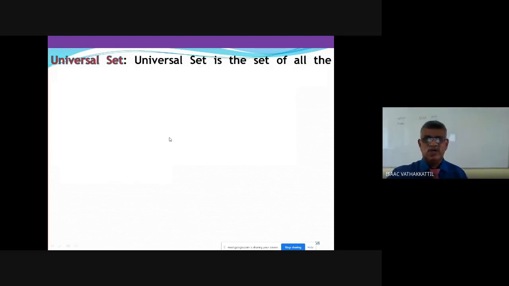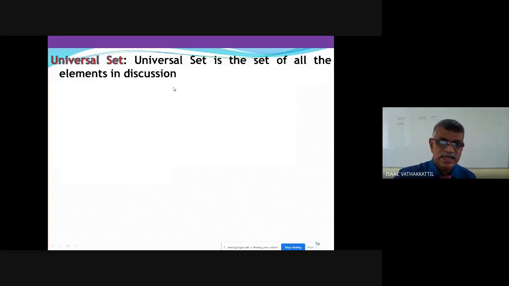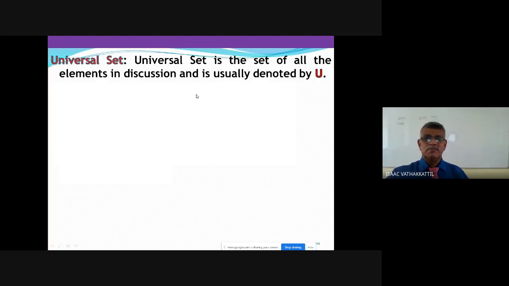Now let us talk about the universal set. Universal set actually means a set which contains all the elements. But what do we mean by all the elements? All the elements which we discuss, which are in consideration, that's the only way we can say. Universal set is a set of all the elements in discussion. Precisely, the universal set is a set containing all the elements and is usually denoted by capital U.